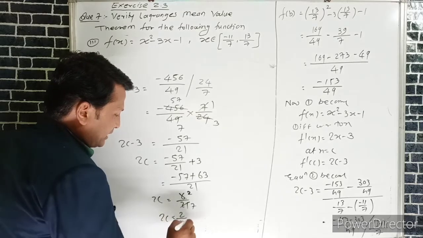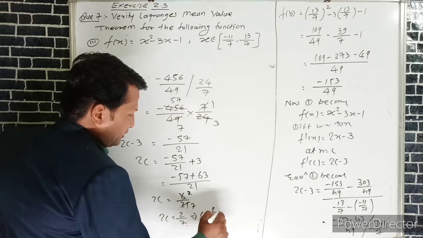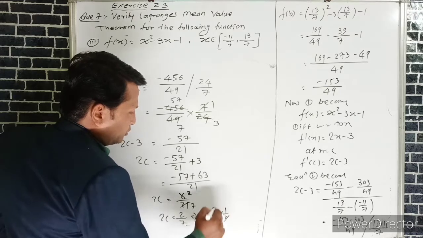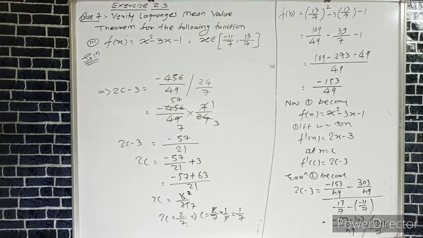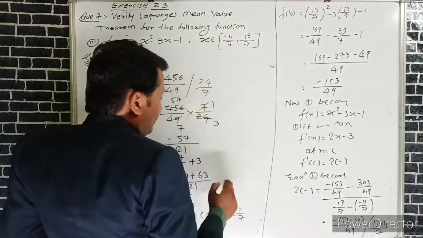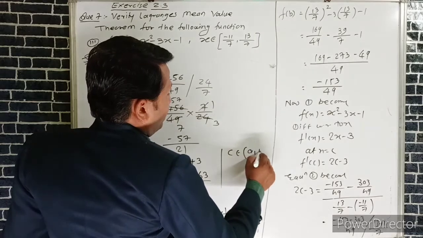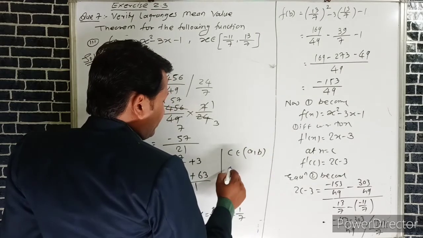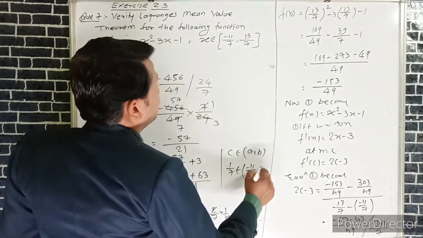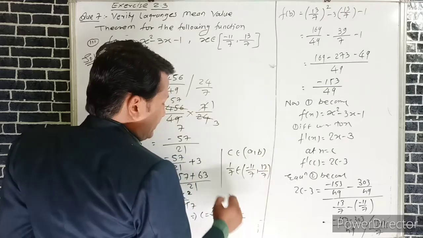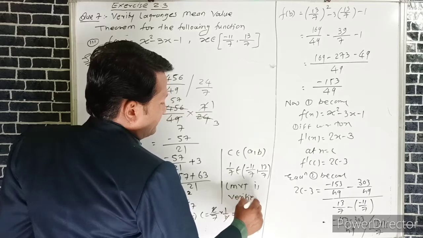If we shift this 2 to the right side, we can write c is equal to 2 by 7 into 1 by 2. Here 2 gets cancelled, the value of c is 1 by 7. And we can say that c belongs to (a, b) because 1 upon 7 belongs to minus 11 by 7 to 13 by 7. Hence LMVT is verified.